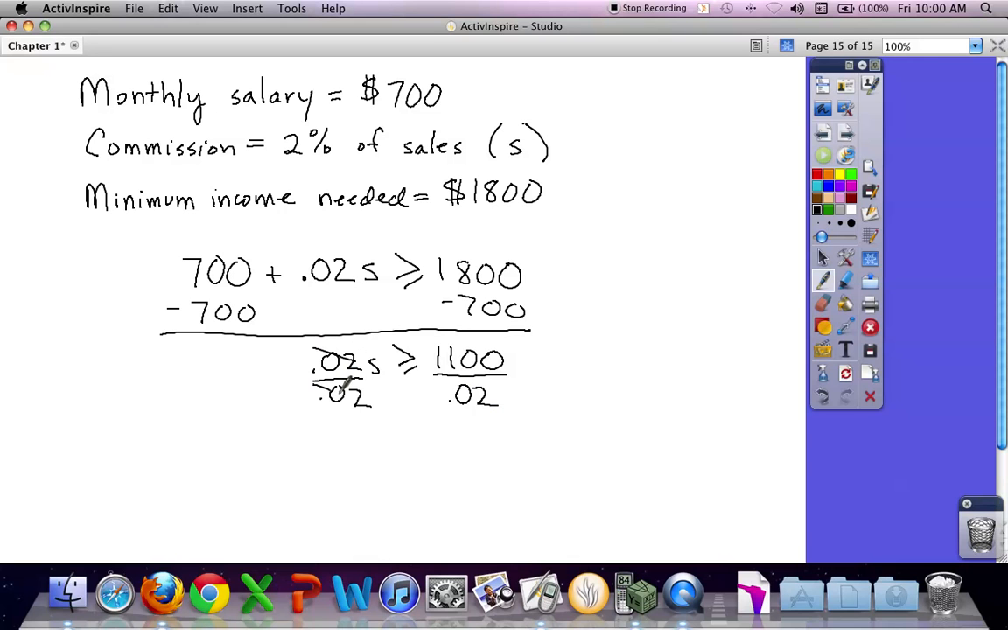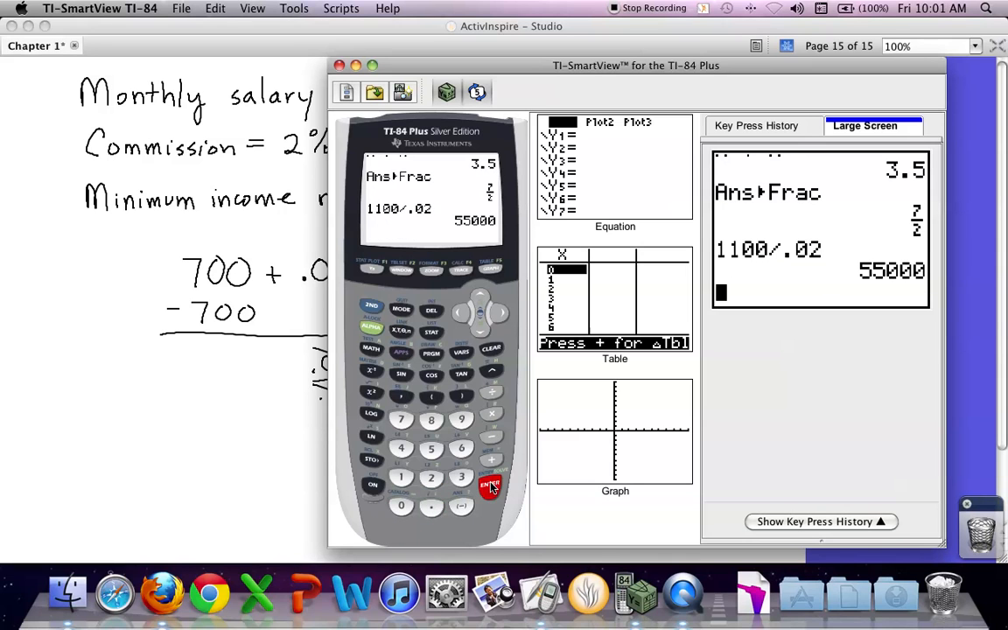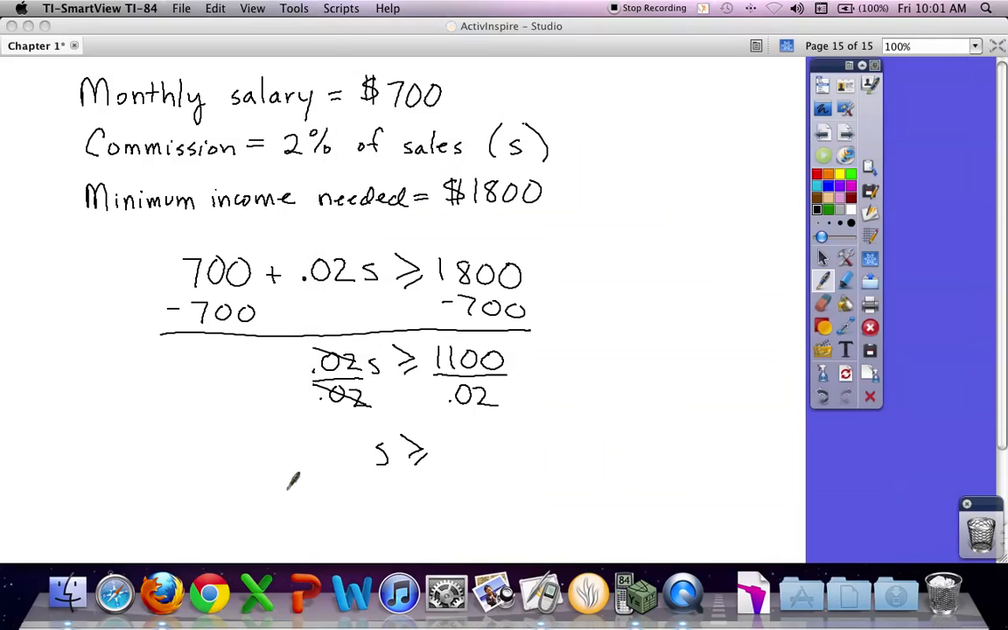All right, the 0.02's cancel. S is greater than or equal to, and you could put this in your calculator if you need to, what is 1,100 divided by 0.02? 1,100 divided by 0.02 is 55,000.